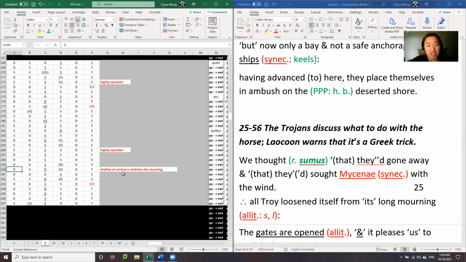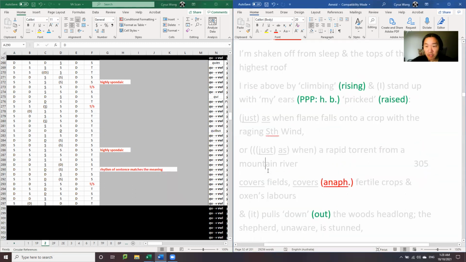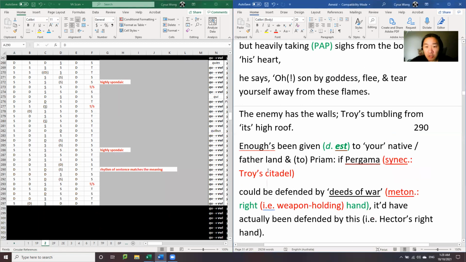290, the rhythm of the sentence matches the meaning. So this is another one where it's not highly spondaic or highly dactylic. It's a mix of both. So 290, I'll just scroll down to 290 in the translation for you. Too far. 290. The enemy has the walls, Troy is tumbling from its high roof. So a bit of a mix, really.